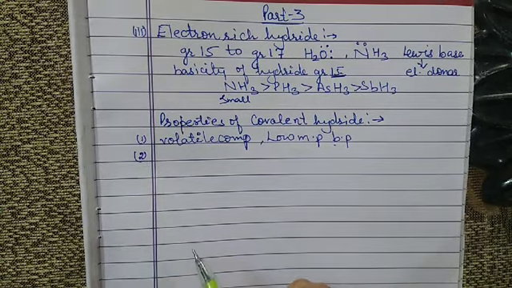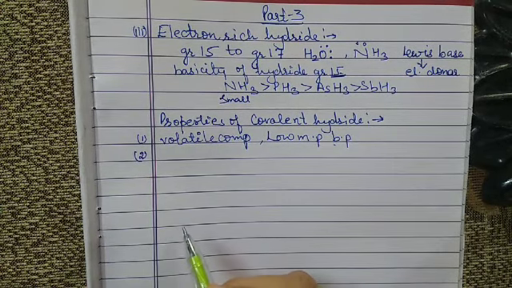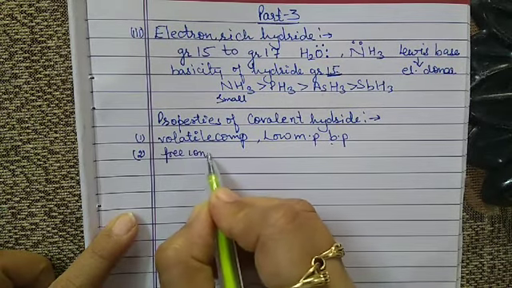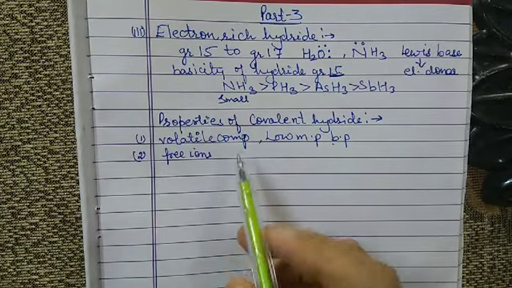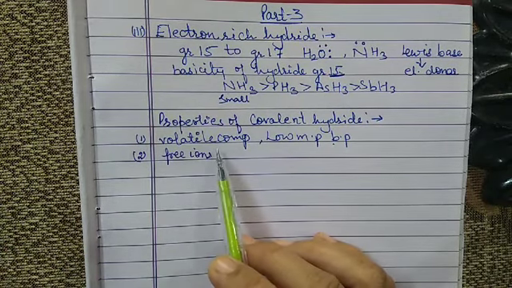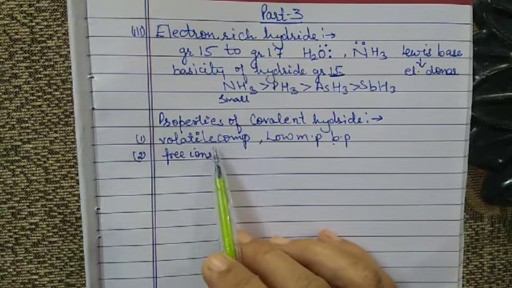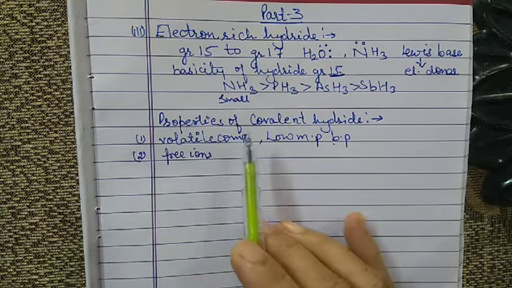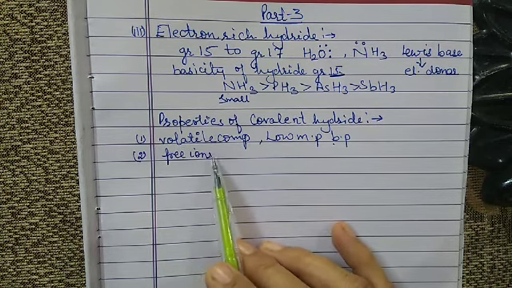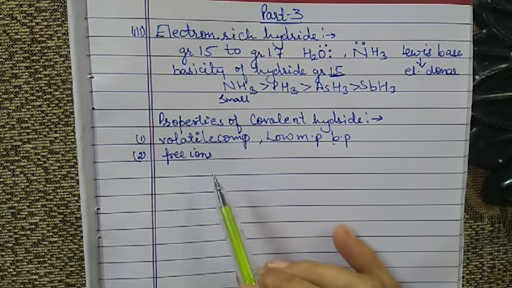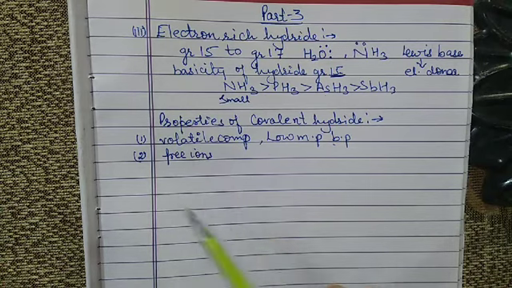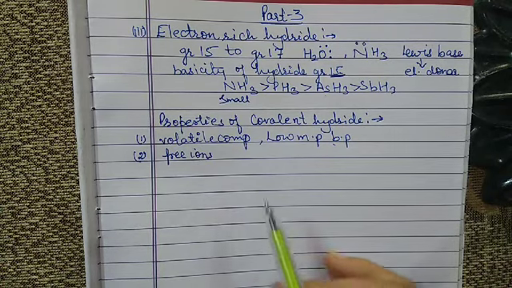Now the second characteristic is that they do not possess free ions, so they do not conduct electricity in the molten state or in the aqueous state. So they are non-conductors.